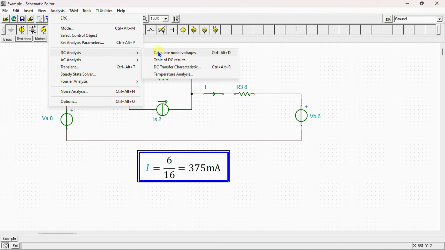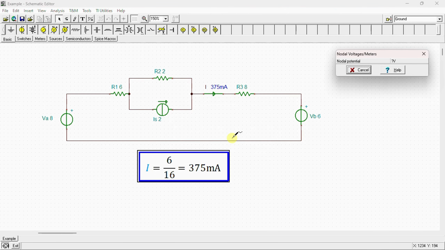This is the analysis to calculate nodal voltages. We can see here that the current I is equal to 375 milliamps. After completing the circuit simulation, we can clearly observe the similarity between the simulation and calculation results. This serves as a validation of our work.